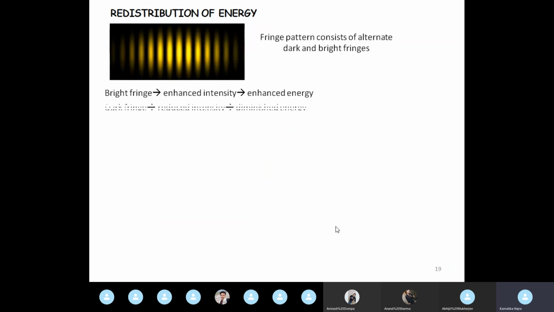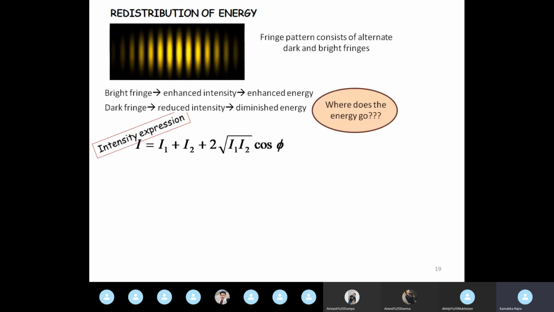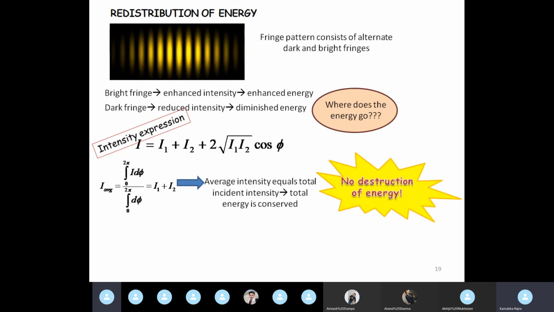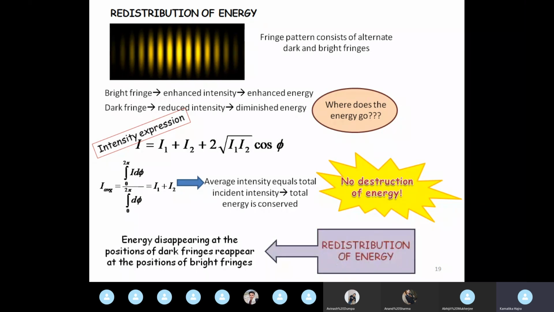And then we discussed redistribution of energy, that is, where does the energy go that is absent in the region of dark fringes. We said that there is no destruction of energy. Energy disappearing at the positions of dark fringes simply reappears at the positions of bright fringes. So there is redistribution of energy. Okay.